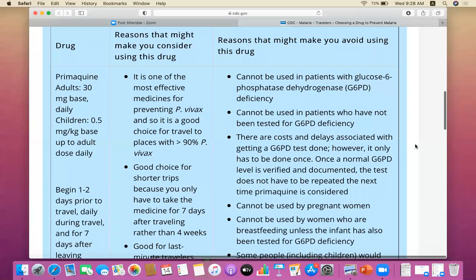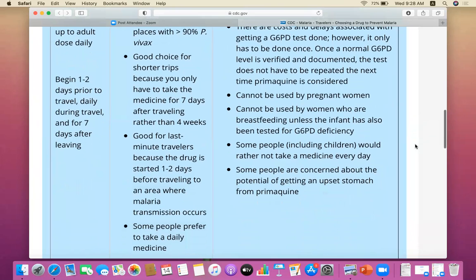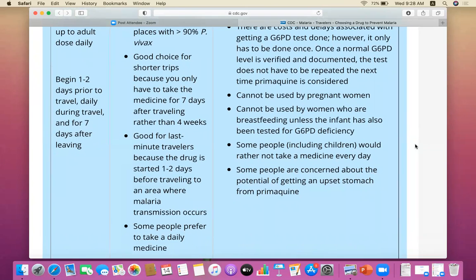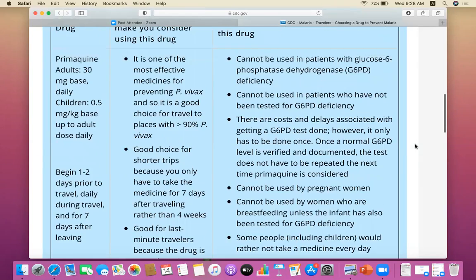It is a good choice for shorter trips because you only have to take the medicine for 7 days after traveling rather than 4 weeks, because in the case of chloroquine we have to take medications weekly until 4 weeks after travel finishes. It is good for last minute travelers because the drug is started 1 to 2 days before traveling to an area where malaria transmission occurs. Some people prefer to take daily medicines.